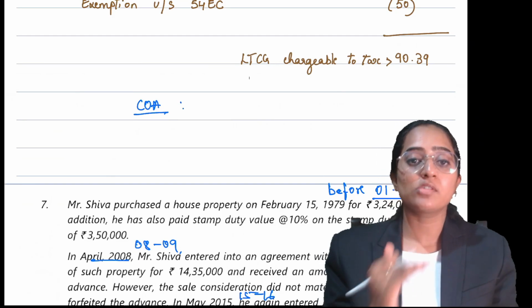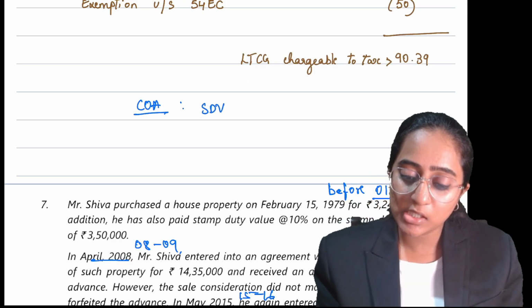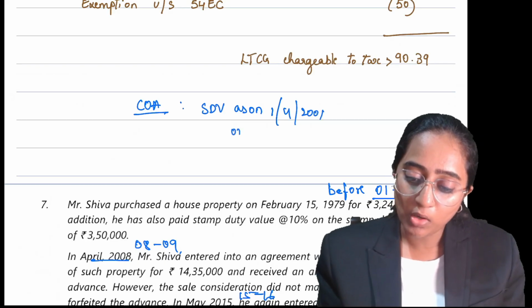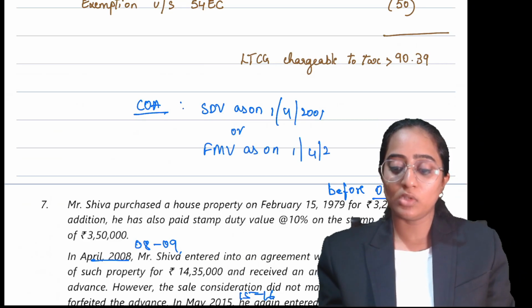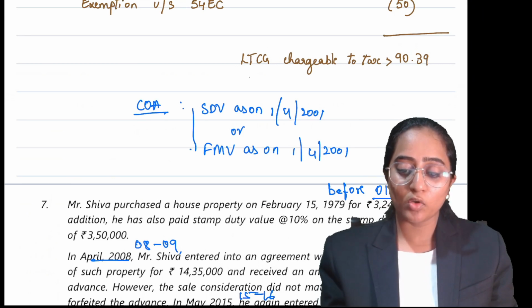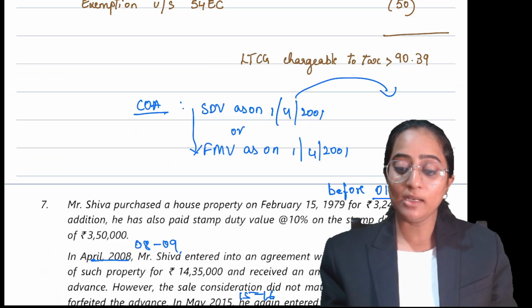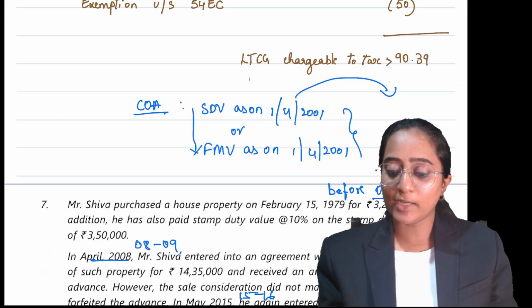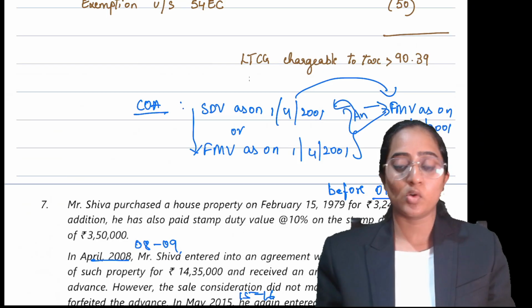How you're going to determine the cost of acquisition in case of land or building is that you're going to consider first SDV as on 1/4/2001 or fair market value as on 1/4/2001, whichever is lower, you're going to consider. After this step, whatever answer you get over here would be considered as my fair market value as on 1/4/2001. This is your step number 1. Whatever the answer which you get from here would be considered as answer over here.